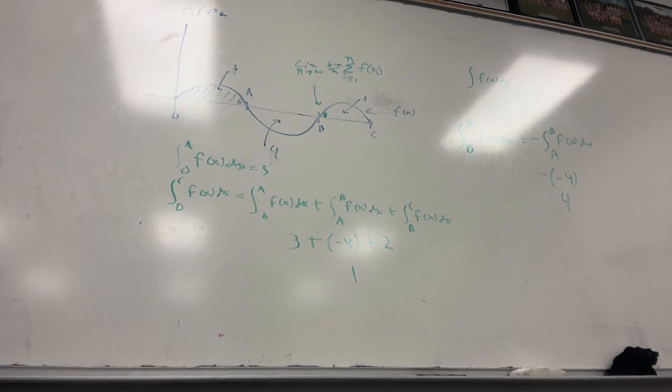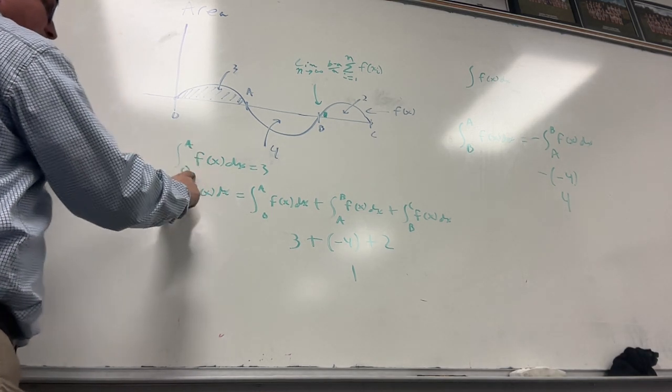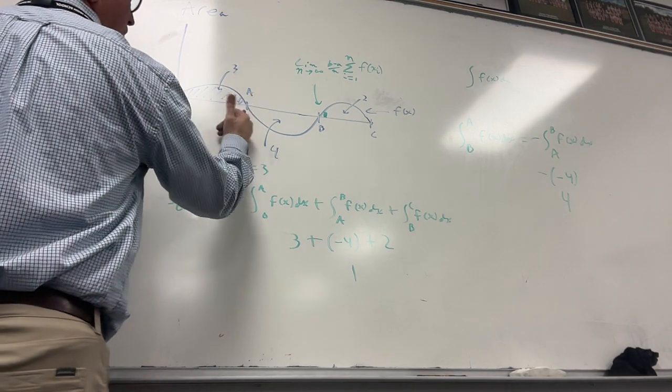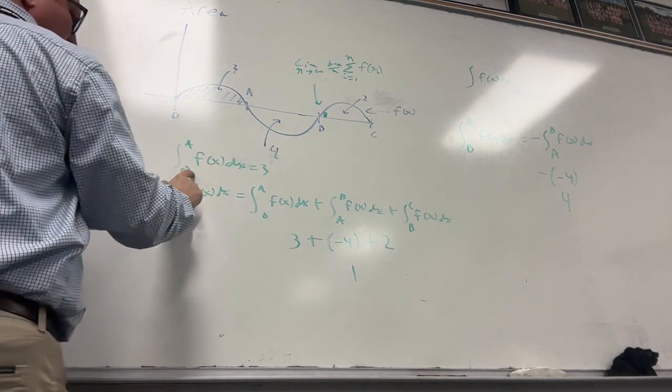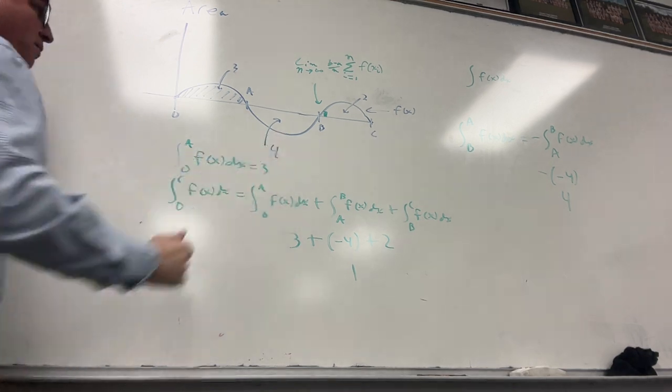Are we okay with that? Now, I mentioned a few others in the video. I said if the upper limit of integration and the lower limit of integration were the same, you're not going anywhere, so there would be no area. So anytime your upper limit of integration and your lower limit of integration are the same, the answer would be 0.